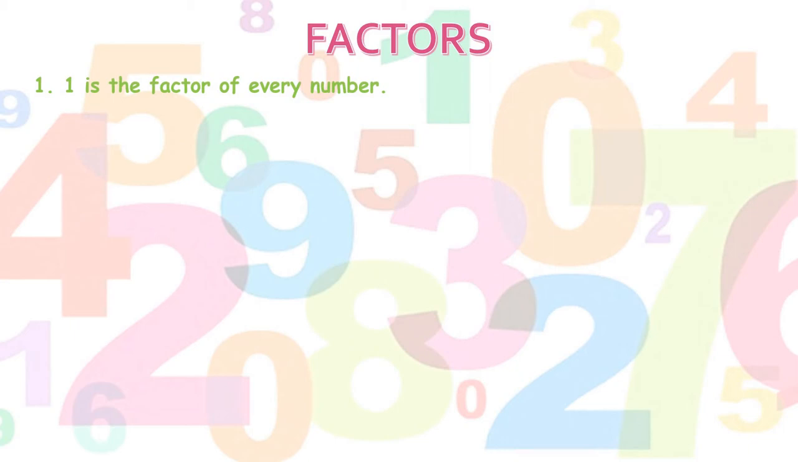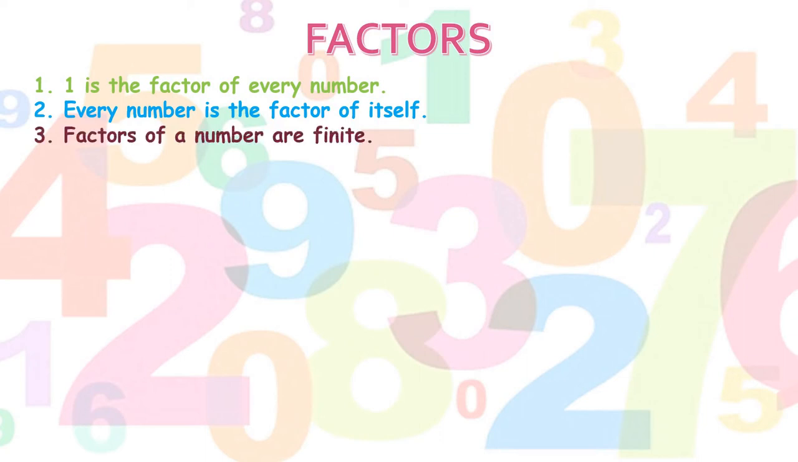Now what is a factor? A factor is a number which completely divides the given number. For example, 2 completely divides 4. 2 completely divides 8. Right. So 2 is a factor of 4 as well as 8. So you know that 1 divides every number completely. So 1 is a factor of every number. Every number is a factor of itself because every number divides itself completely as well.